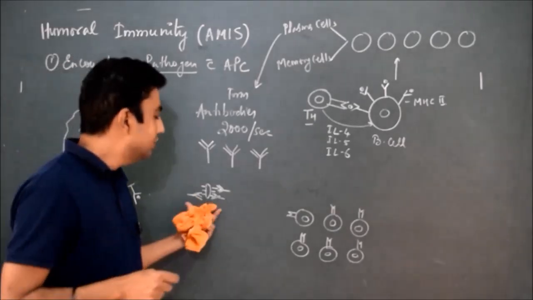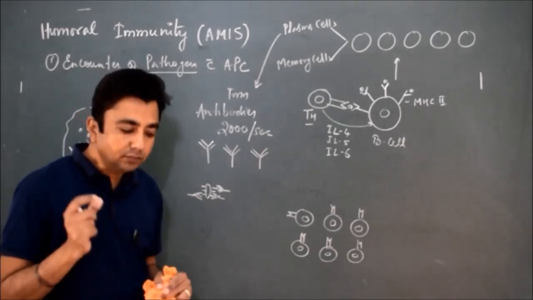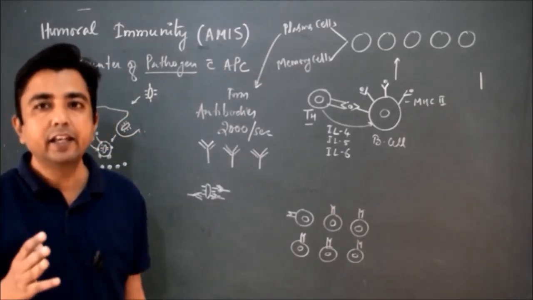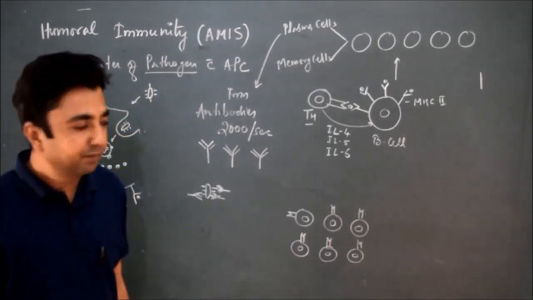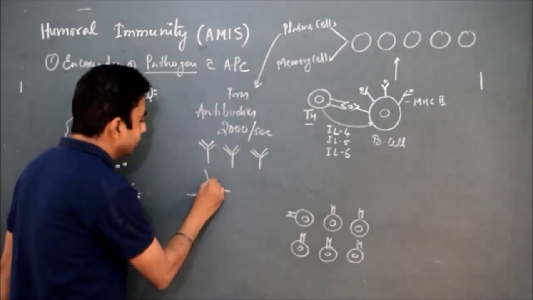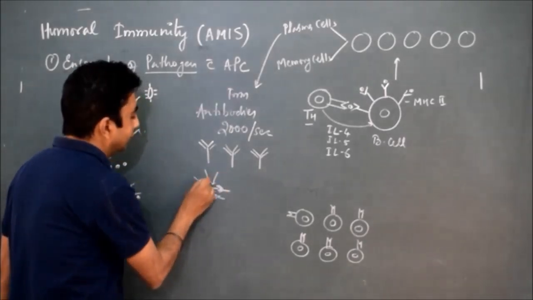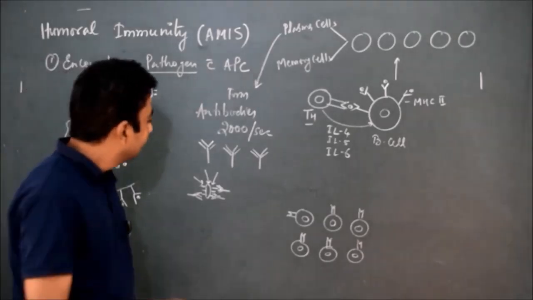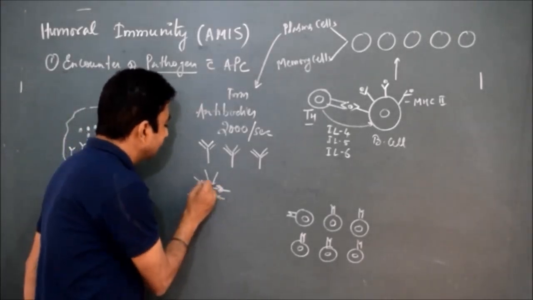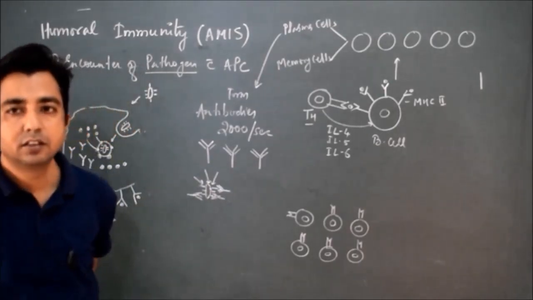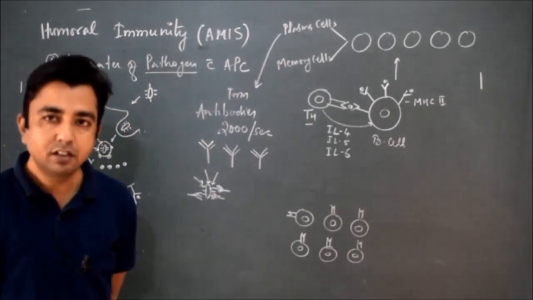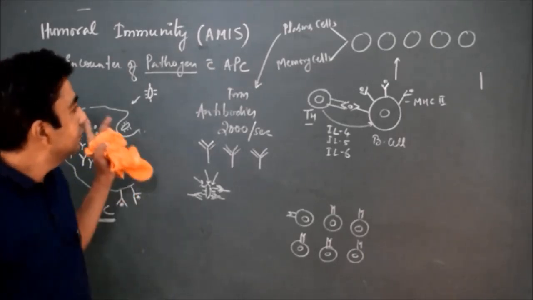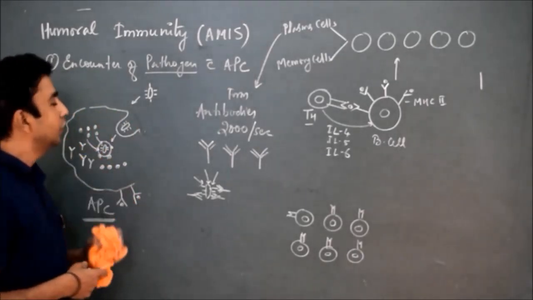So once this complex is formed, the complement system proteins get activated and they secrete perforin. Once the perforin is secreted by the complement proteins, they will form pores on the cell wall of the bacteria. As a result, the bacteria will die. So this is the concept behind humoral immunity.